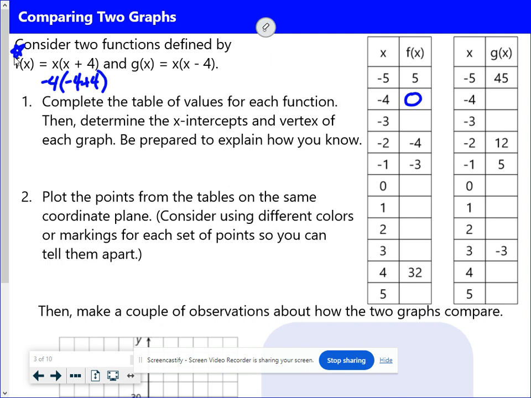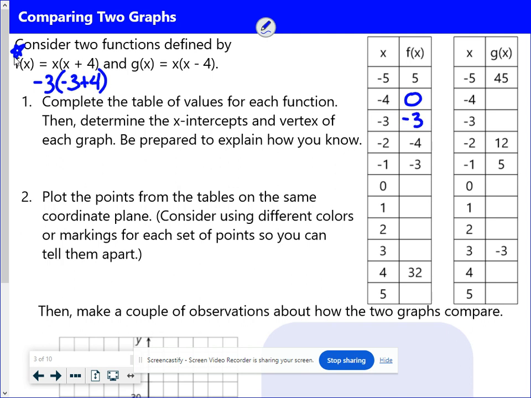If you are using a calculator, you can absolutely go ahead and type this in and then just keep substituting in different numbers for where that x is in both spots. When I put in a -3, I'm going to have -3 times -3 plus 4. And again, inside the parentheses, -3 plus 4 is 1. 1 times -3 is going to give me -3.